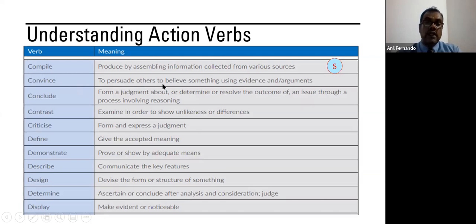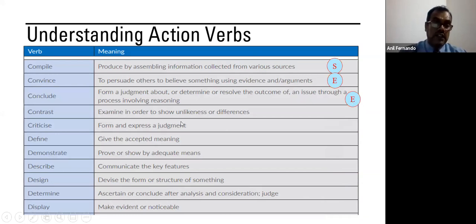Convince, to persuade others to believe something using evidence and arguments. How can we use this particular word in our examinations? It is something developing your judgment. When you consult, sometimes you are required to develop a consultative report. In that particular report, your action should be convincing. You must be able to convince about your recommendation. Being convincing goes along with recommendations, judgment. Therefore, that is at the evaluation level. Then conclude. If you are asked to conclude on something, that is also the evaluation stage, higher order level.